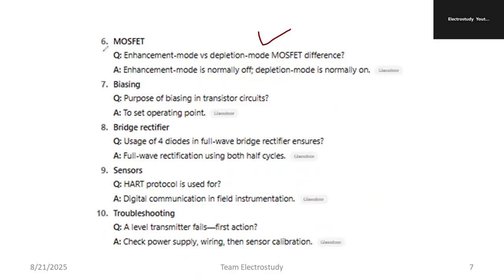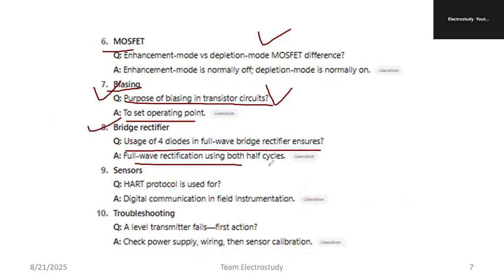Then another one is biasing. Purpose of biasing in a transistor circuit is to set the operating point. That's why we are performing biasing. You may get any kind of questions based upon these kinds of statements. Bridge rectifier. Use of four diodes in full bridge rectifier: full rectifier using both the half cycles. Similarly, you may get a question like what is the ripple factor? Value of ripple factor of bridge rectifier. Very, very important. Okay. Then efficiency of a full bridge rectifier.